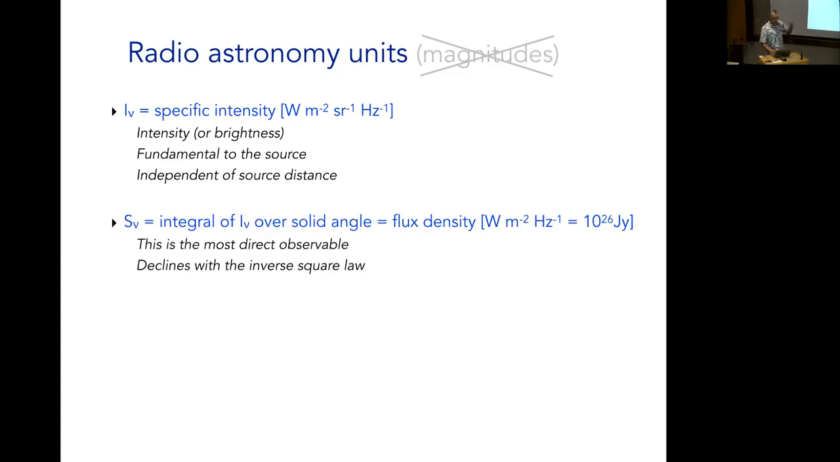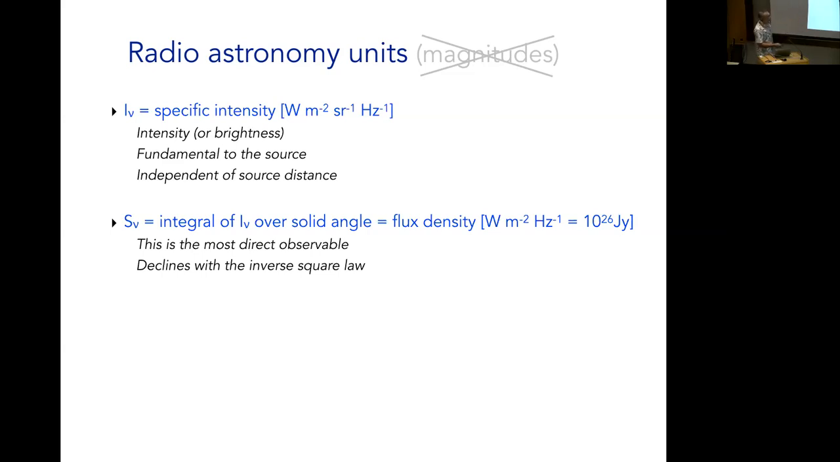So that's what we want. The most direct observable is actually the integral of I nu over the solid angle, right? We don't know what's going on on scales smaller than our resolution element. So we actually measure the integral of I nu d omega.